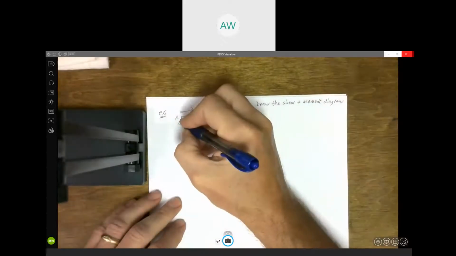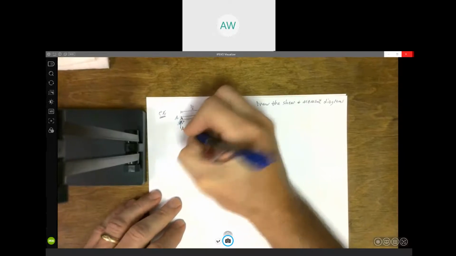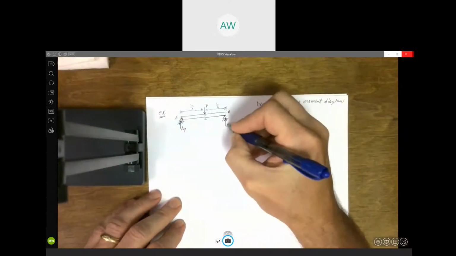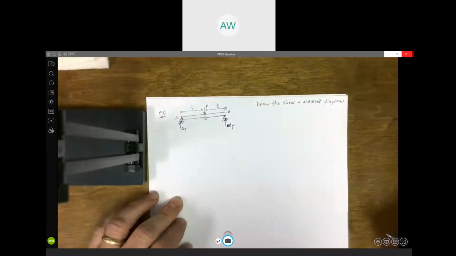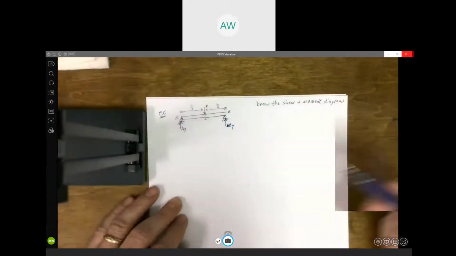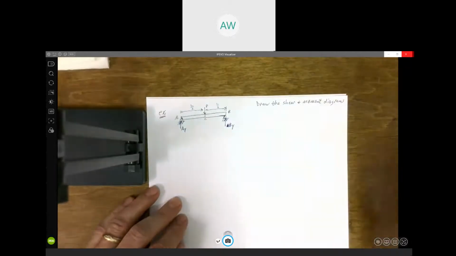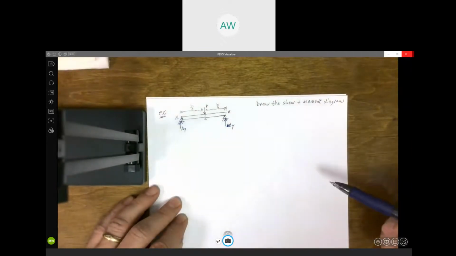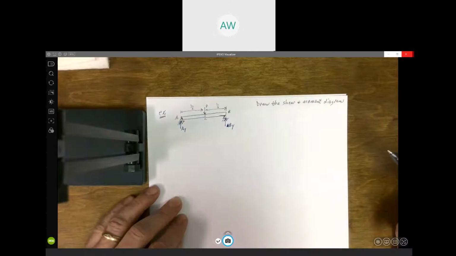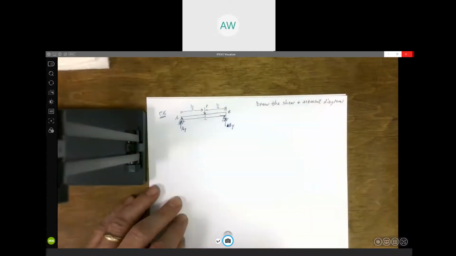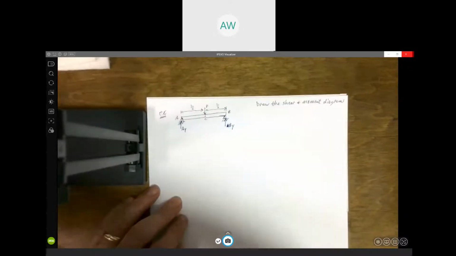Now we're going to have vertical support, AY, BY. Just an observation, it's a pin support. You could have AX, but we don't have any forces in the X direction. So AX is 0. So I'm not even going to put that on there.